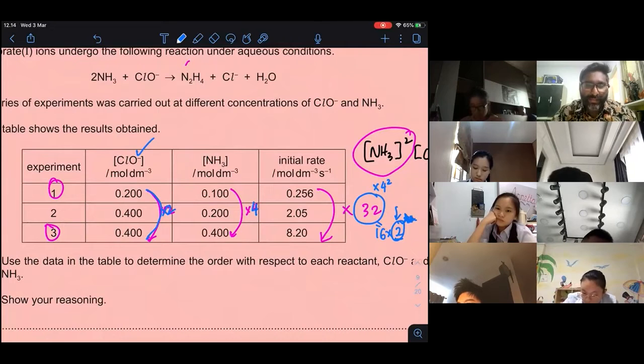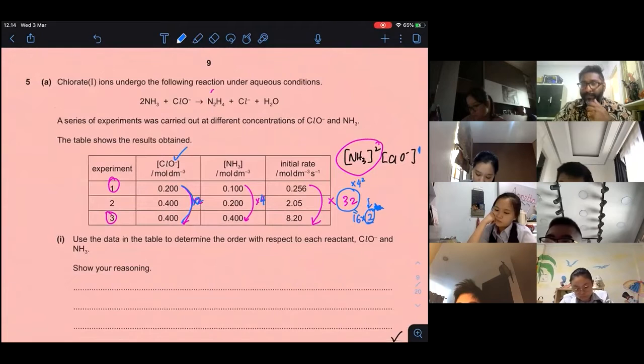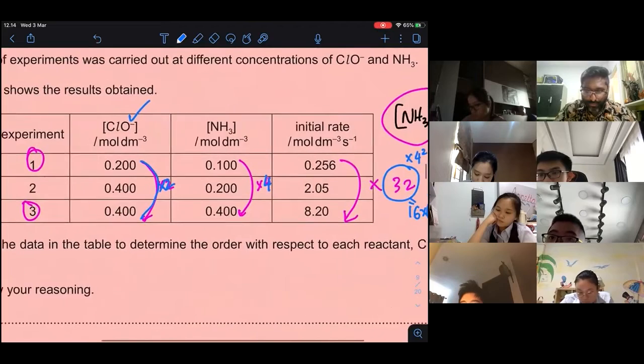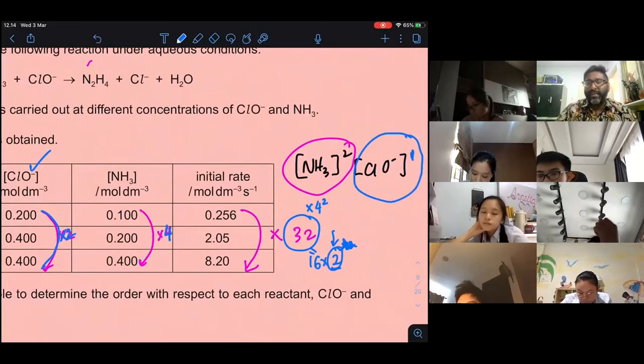Anyone don't understand this explanation? Jason, can you understand this explanation why it's going to be power of 1? Jason? Jody, can you understand this? For ClO minus, yes. Which one? How do I know that this is going to be 1?